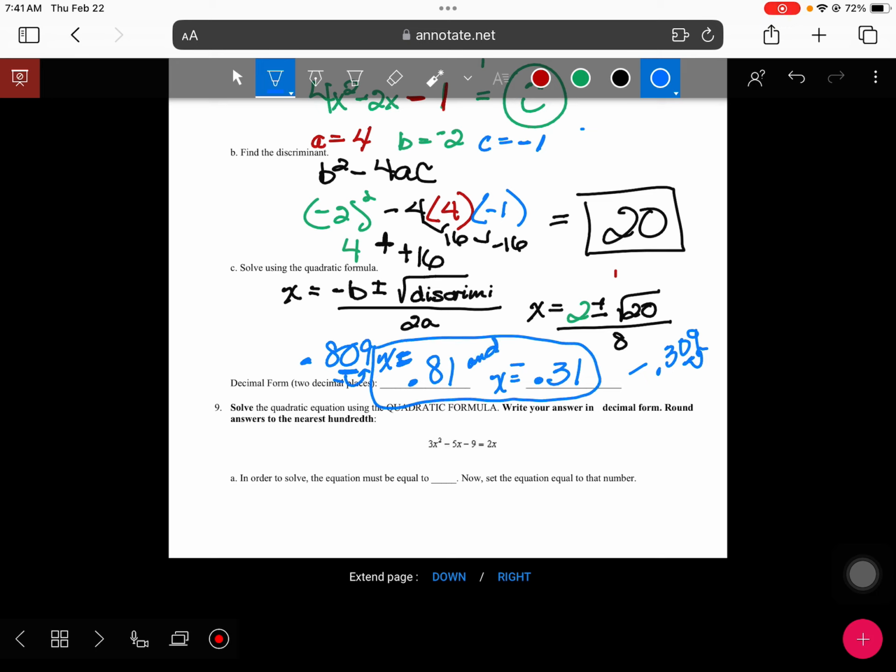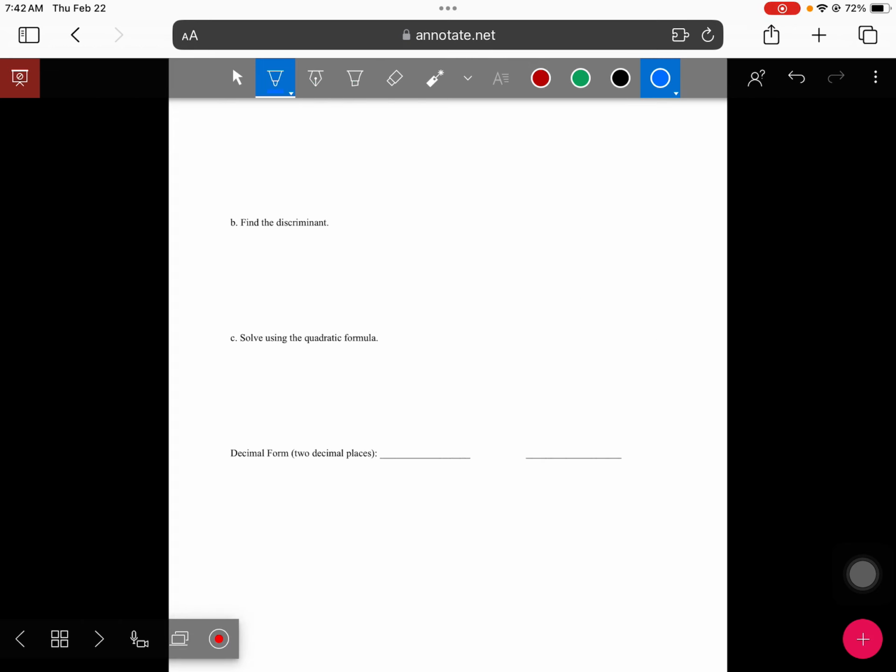Okay. All right. What other questions? How about some of that factoring stuff? 9 is very similar to 8.